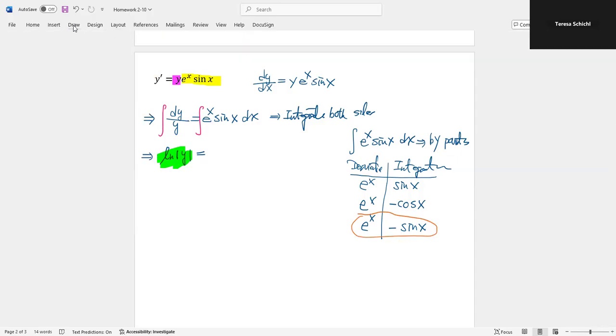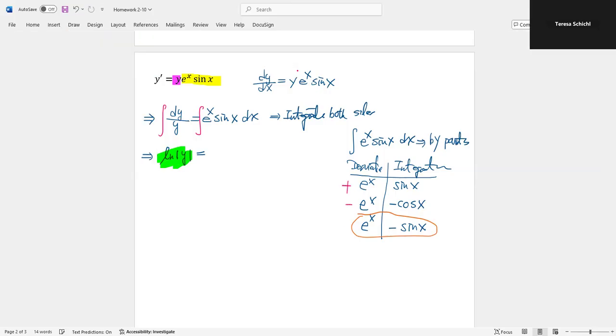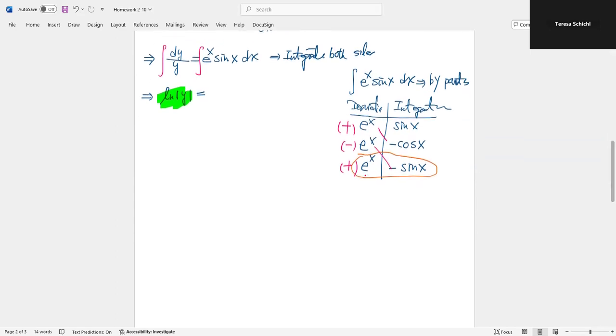I don't know if you remember, but when we do the tabular method, after you do this, what is the next thing? You do plus, minus, plus, right? Then you multiply across here and here. Now let's take a look. Let me go here, where there's a little more space. So the integral of e^x sin x dx is equal to, so plus, minus.